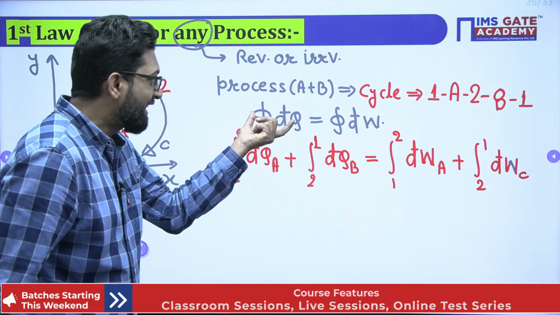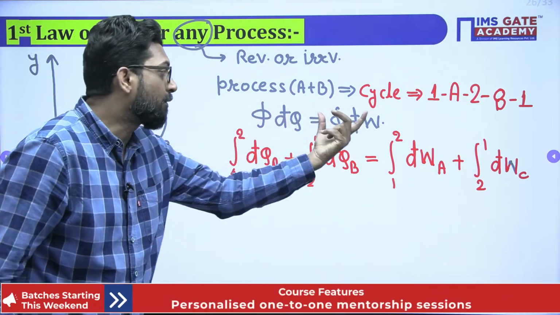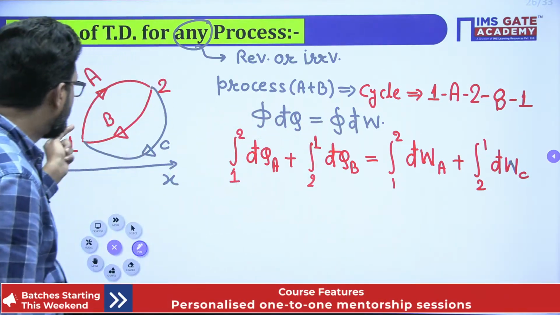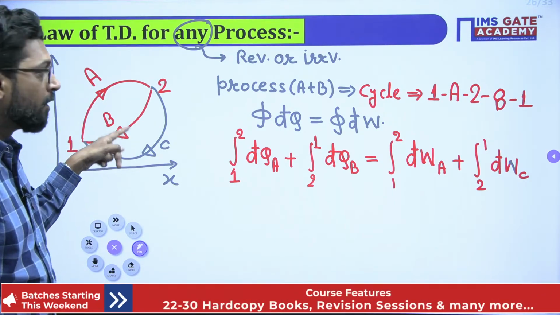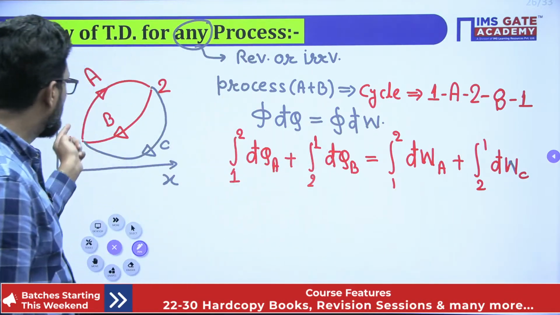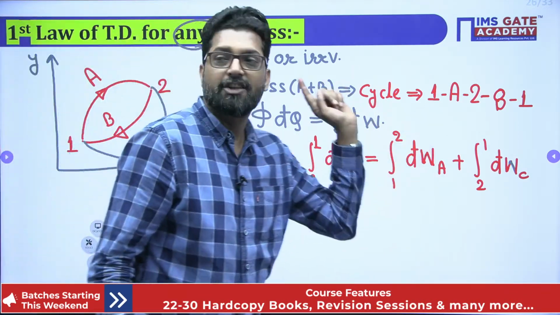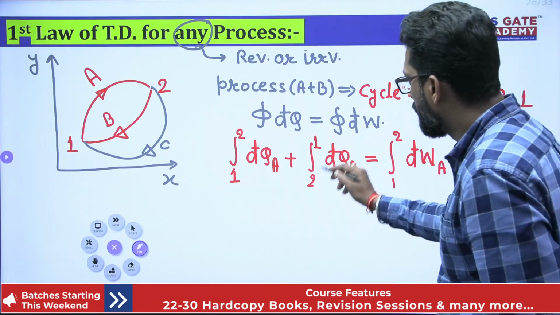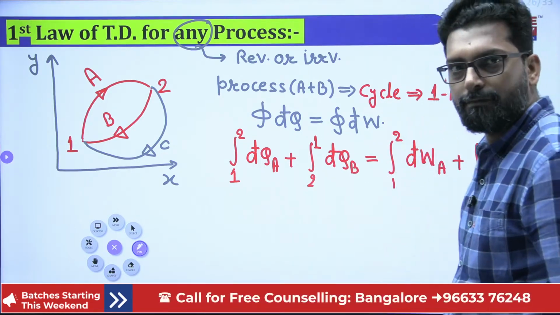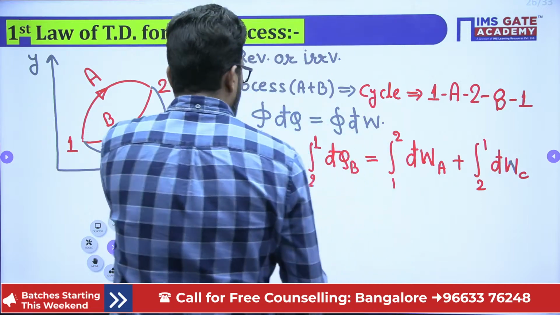So in this cycle, the net heat is equal to the net work. What is the net heat? Heat transfer during process A plus heat transfer during process B. What is the net work transfer? Work transfer during process A and work transfer during process B. And the process is 1 to 2, 2 to 1. Okay, so this is for processes A and B.